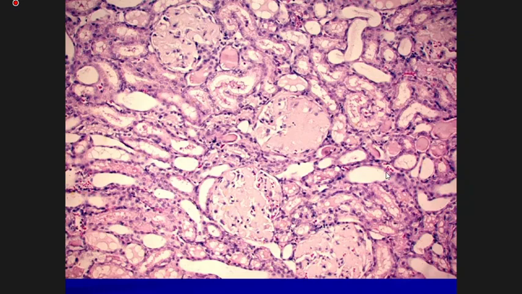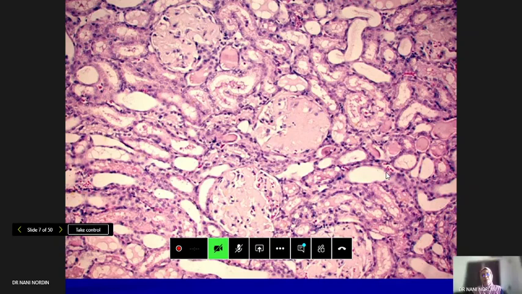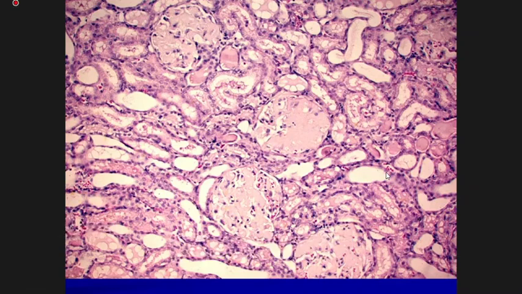Can you see my cursor? You cannot see, right? Can you see my cursor? No, doctor, you cannot see. No, only a small one. You cannot see, yeah? All right, but anyway, you have the slides. Yeah, you have the slide, but you cannot see my cursor, right?